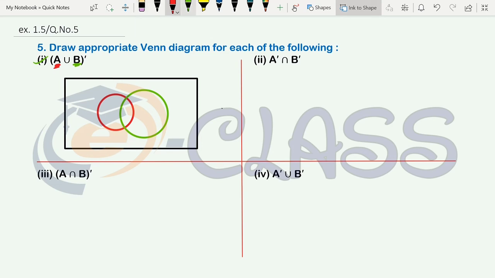So if we use the highlighter to highlight the remaining portion of the universal set, that is this portion, which does not contain A and B. It does not contain A and B, and the pink region is the A union B complement.